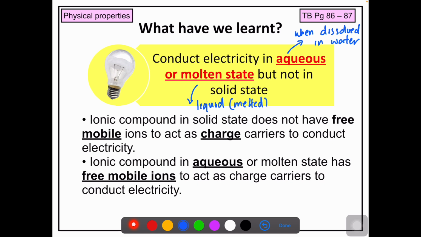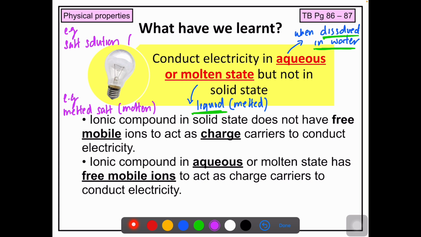So I just want you to make sure that you know the difference between liquid melting and dissolved in water. I'll give you an example. Melted salt is called molten because it was already melted, right? But if I have something like salt solution, then we don't say that it's a liquid, we say that it's an aqueous chemical, right? So I think that's something you want to be very clear about now. I know in lower sec or in primary school, we tend to think of liquid and solution as the same thing, but they're actually very, very different things.